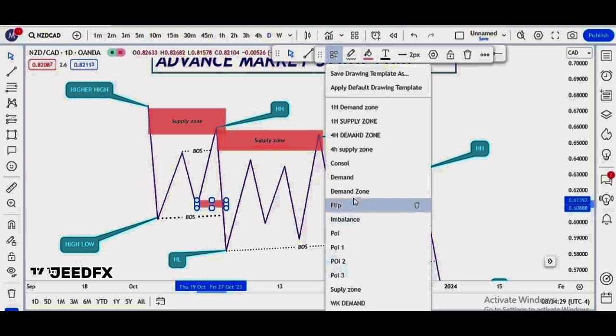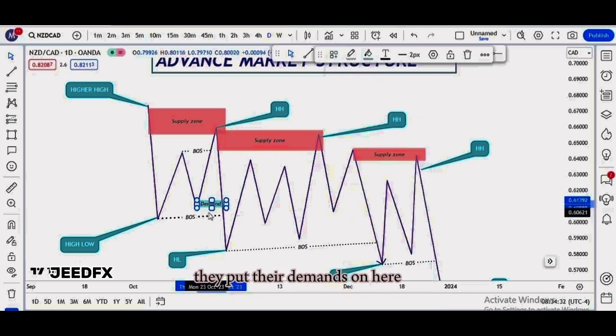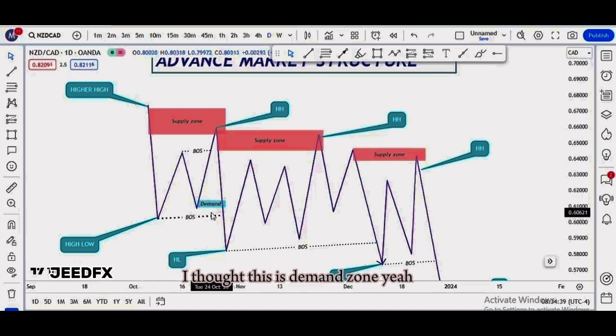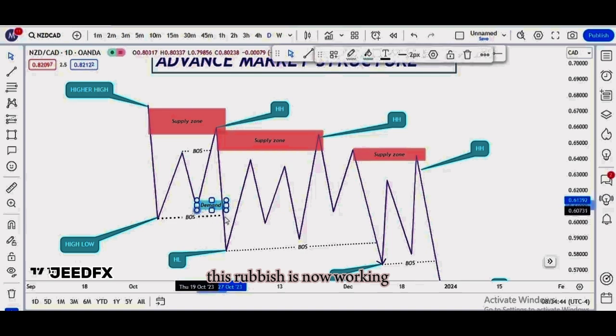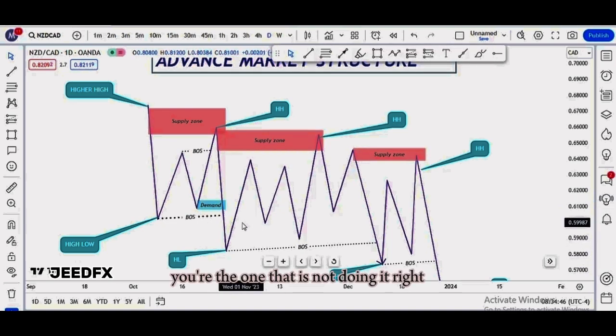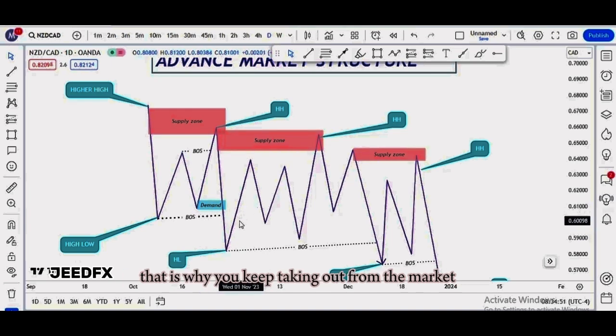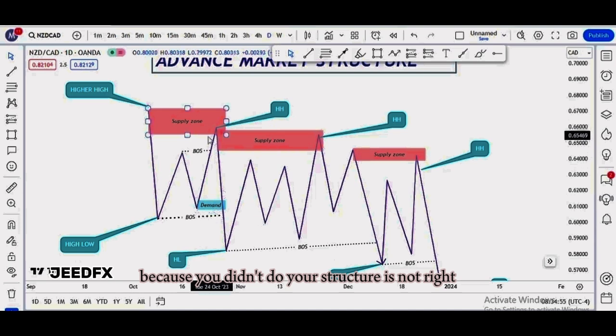Listen, guys, they put their demand zone here, and the market took them out, and they say, whoa, no, I thought this was the demand zone. Yeah, this market, this rubbish is not working. You are the one that is not doing it right. You are not paying attention. That is why you keep losing money in the market every time, because you didn't do your structure right.